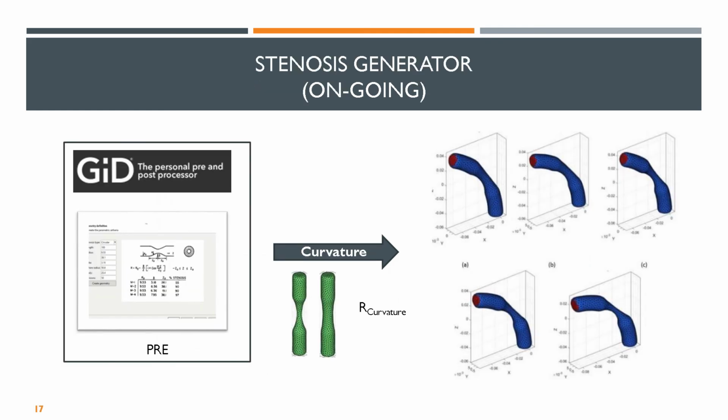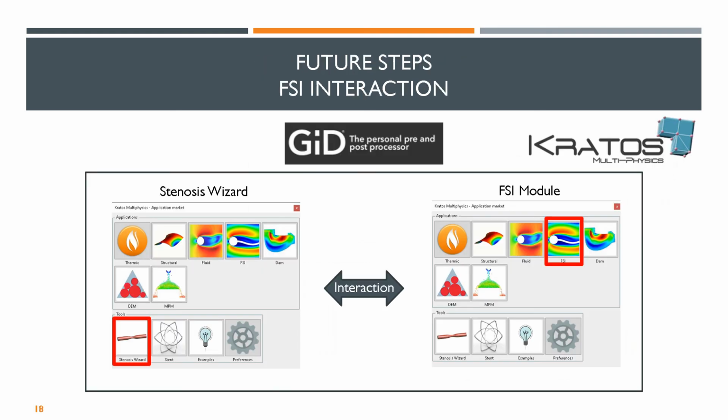Right now, we are adding a new parameter. This parameter is the curvature of the artery, so in that way we can easily create curved stenotic arteries to recreate new scenarios. Future step will be coupling the stenosis wizard with the fluid structure interaction model of Kratos. In that way, a three-dimensional idealized FSI model will be constructed to perform blood plaque and blood vessel wall interaction studies.